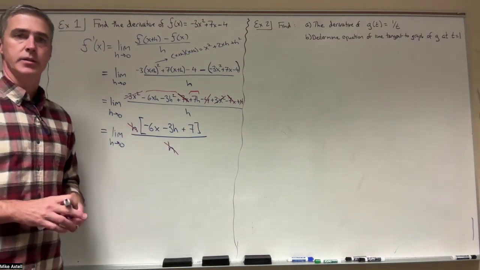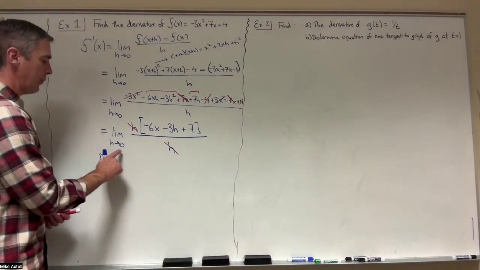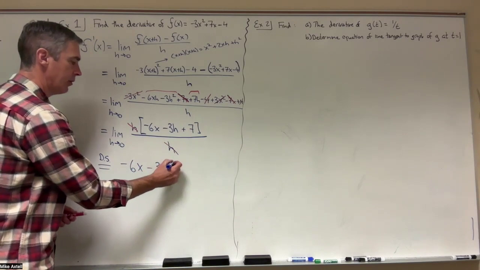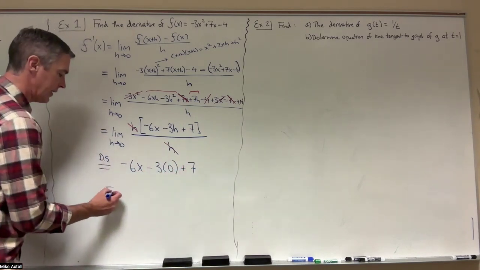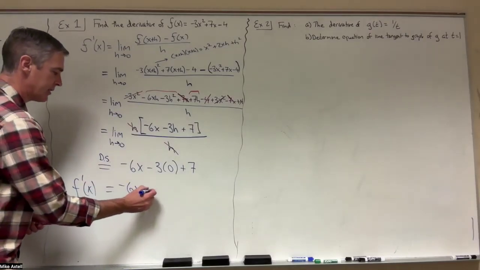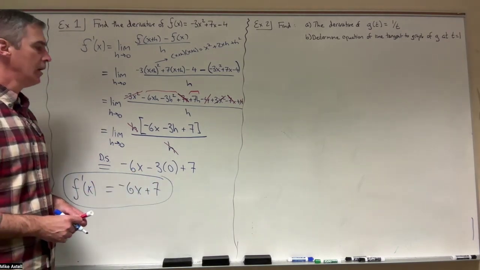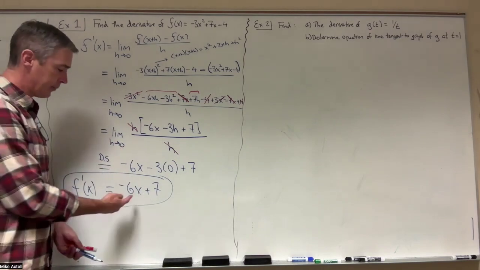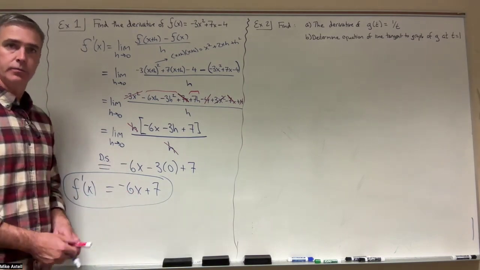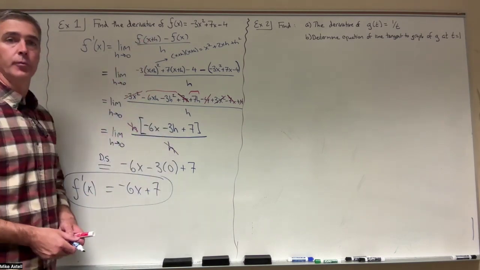And once the h downstairs is gone, I can do direct substitution and replace h with 0. So I get -6x minus 3 times 0 plus 7, which tidies up to f prime of x is equal to -6x plus 7. Okay. All right. And now if I need the derivative at 5, I can simply plug in x equals 5. If I need the derivative at 2, I can simply plug in x equals 2. Right? So I now have a Swiss Army knife that tells me the derivative at any x value for this polynomial.